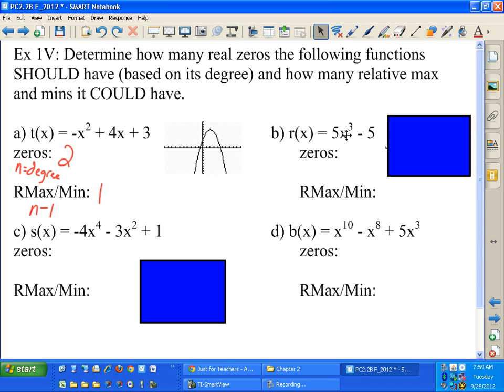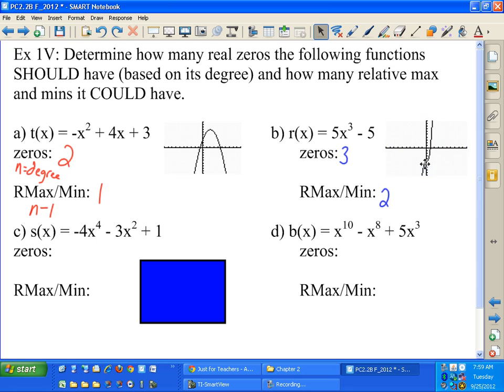So over here we have a cubic function, and in a cubic function we could have 3 real zeros because that's the highest degree, and if we do n minus 1 there are basically 2 possible relative max and mins. Now if I graph that, you can see that it only crosses the x-axis once, so there's really only 1 zero. And since this one is increasing the whole way, there are really no max and mins. So these are what they should be and what they could have.